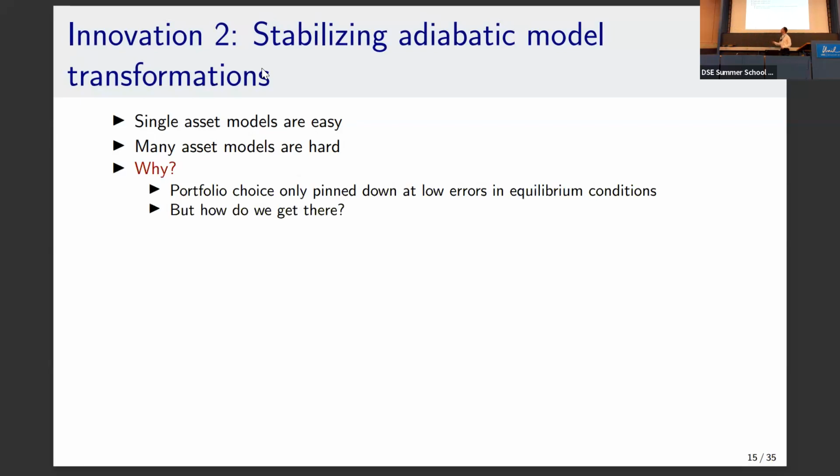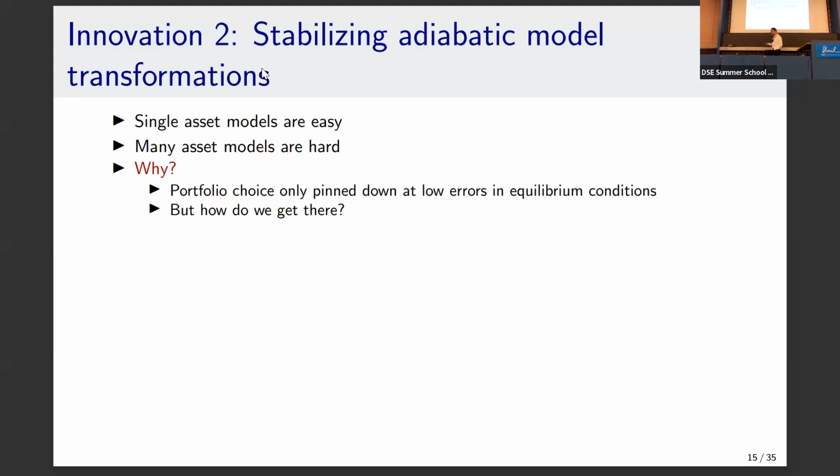Why are they so hard? Well, I think this is the reason. Portfolio choice is only pinned down once you have a pretty low error in the equilibrium condition. Getting your consumption function looking roughly right is kind of easy. You get this quickly. But getting the portfolio choice right, how much bond do I buy, how much capital do I buy, is much harder, and this requires a quite low error in equilibrium conditions. I could show you solutions which have an average equation error of 5%, but they have very different portfolio choice.